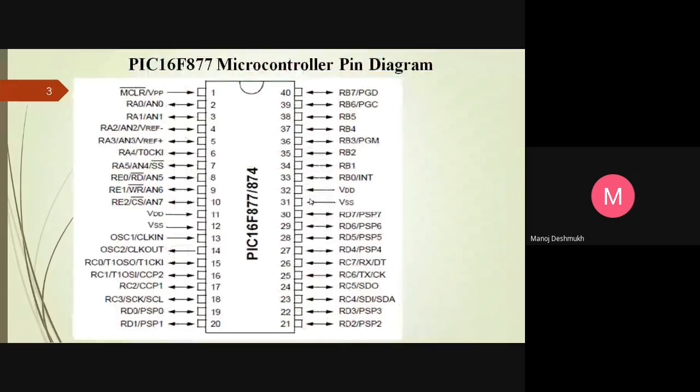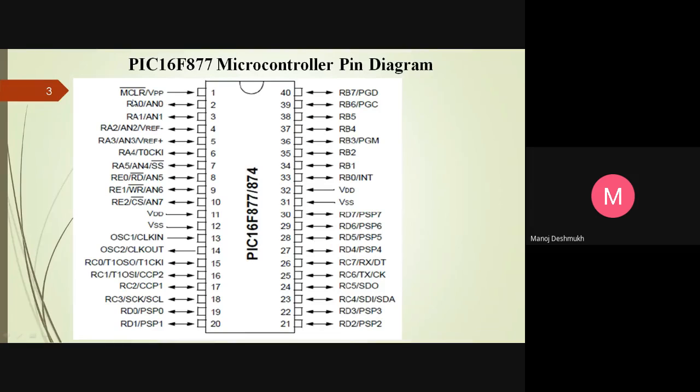So this is the actual pin diagram. We will see it first. As we have discussed, the DIP package, that is dual in line. So the first line is 1 to 20, and the second line is 21 to 40. So total 40 pins are there, and the pin functions are mentioned like this.